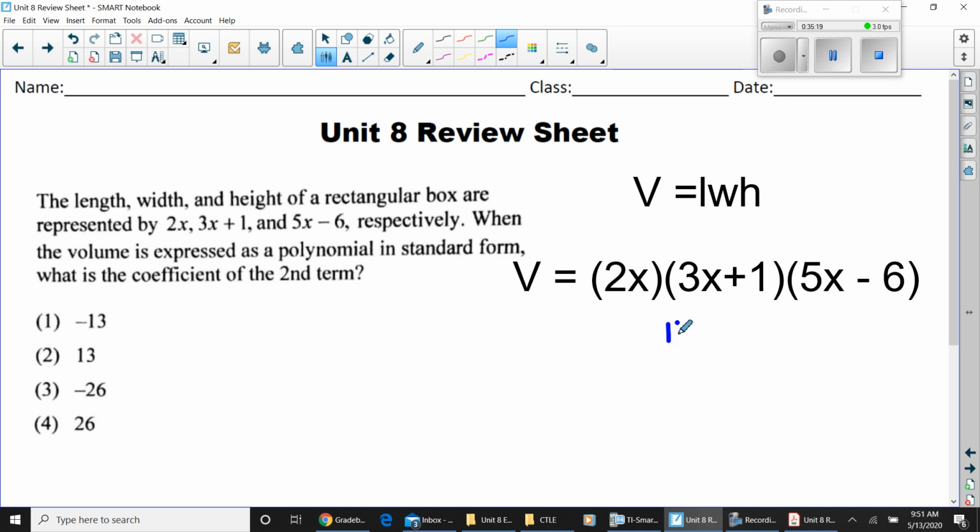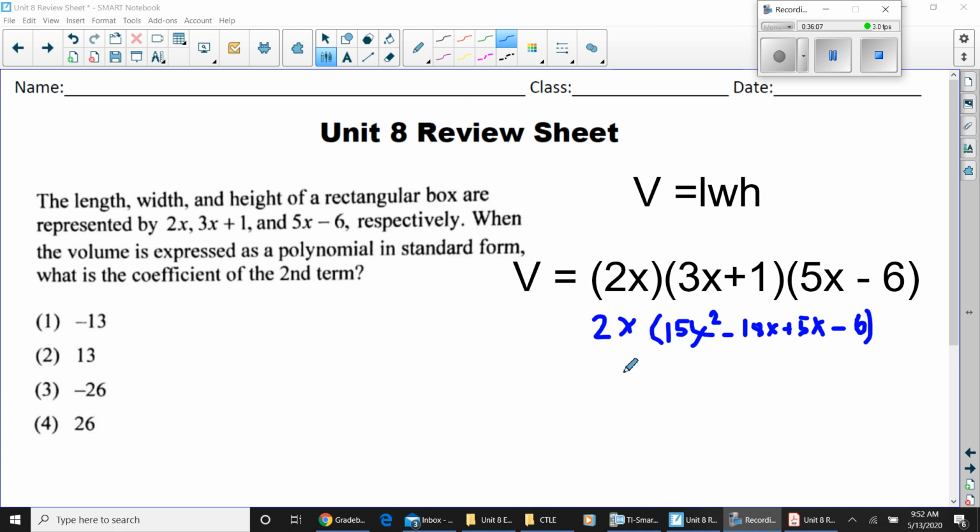Let me move this over a little bit. And then 3x times negative 6 is negative 18x. And then 1 times 5x is 5x. And 1 times negative 6 is negative 6. I mean, you could put the 2x inside the parentheses, it doesn't matter. You're going to distribute this 2x to get your answer.